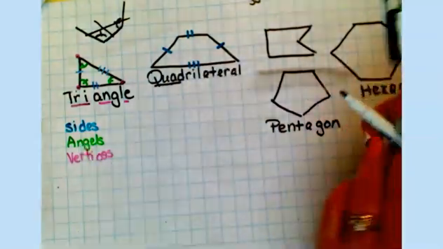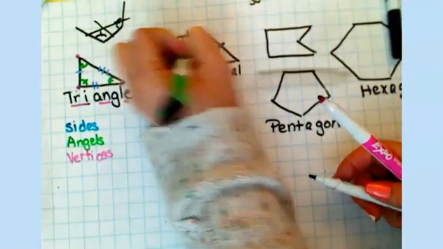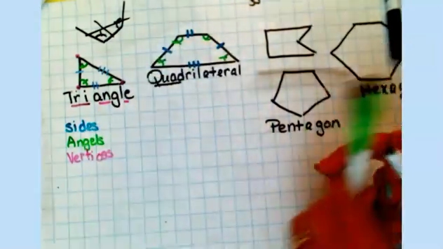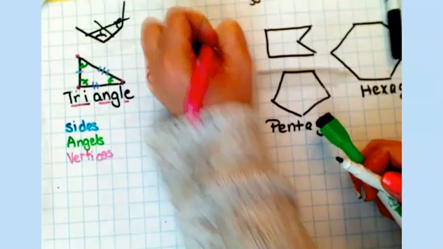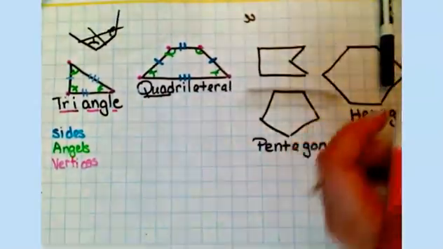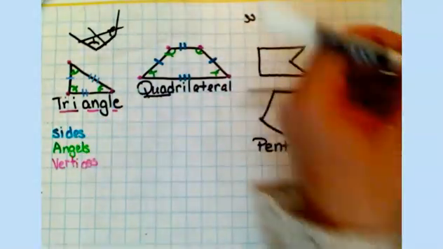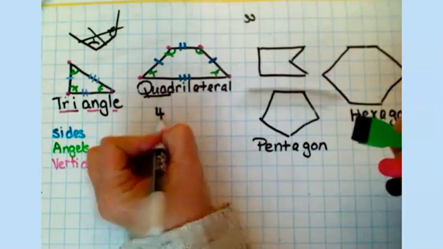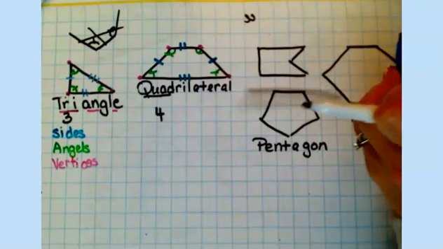How many angles does it have? Can you count them really quickly? 1, 2, 3, 4. And then how many vertices? If I was to poke my finger on them, 1, 2, 3, 4. So being called a quadrilateral is not a mistake. It has 4 of everything, right? Triangle has how many? Tri stands for 3, tricycle. So a quadrilateral has 4.